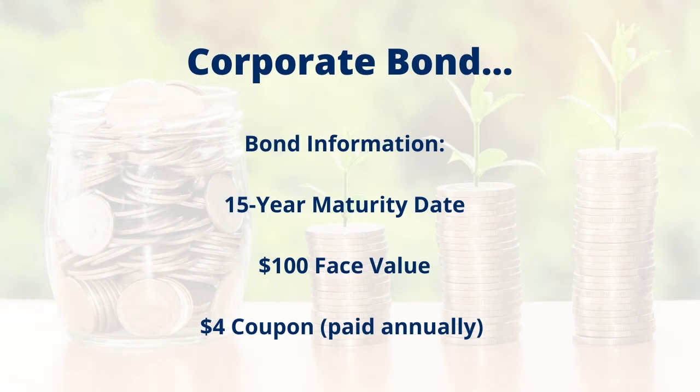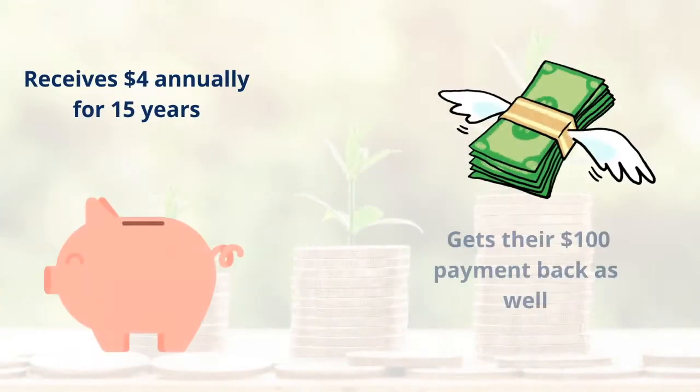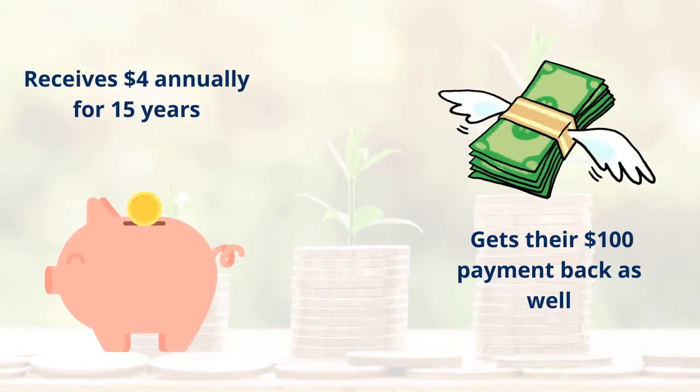So if a company issues a 15-year bond at $100 face value to investors paying a coupon of $4 paid annually, over the 15-year period, the company will pay $4 every year for 15 years, and when the bond reaches its maturity date, the investor will receive their $100 back.